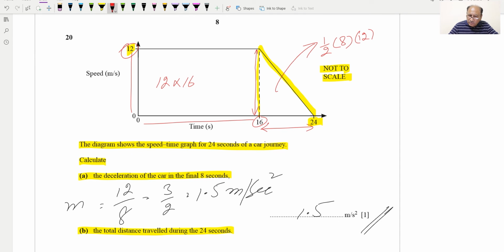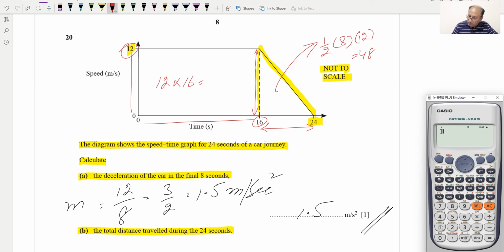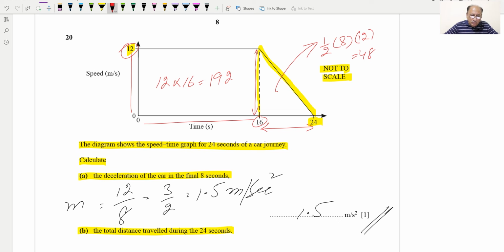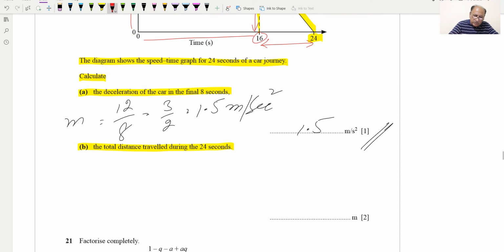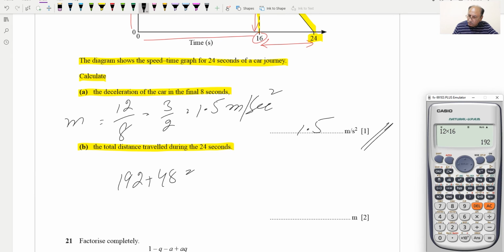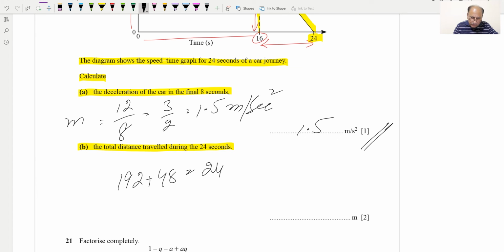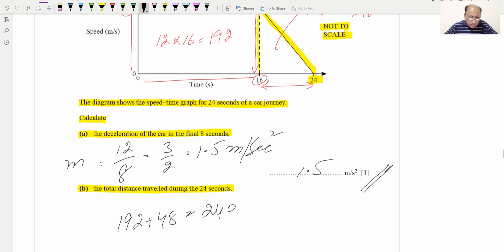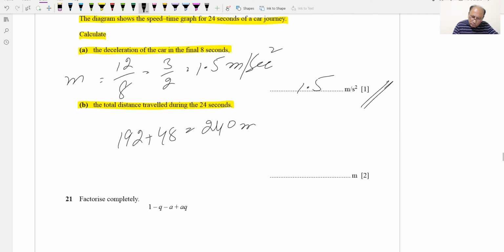So this will be 48, and we can calculate the rectangle as well. 12 into 16 is equal to 192. So 192 plus 48 will be equal to 240. So 240, and the total distance covered will be in meters. Yes, it is in meters. So 240 meters. This will be the answer for 2 marks.